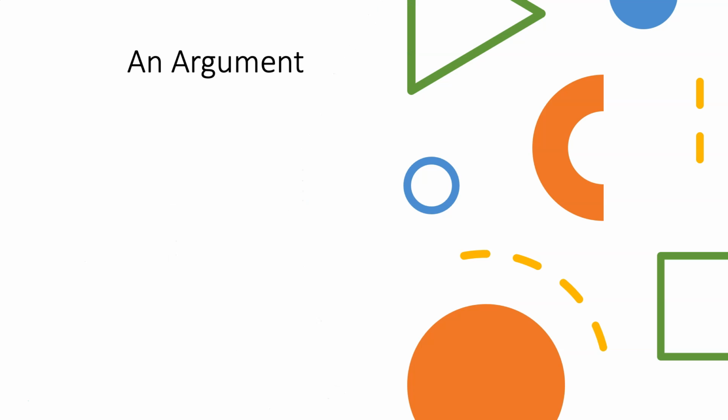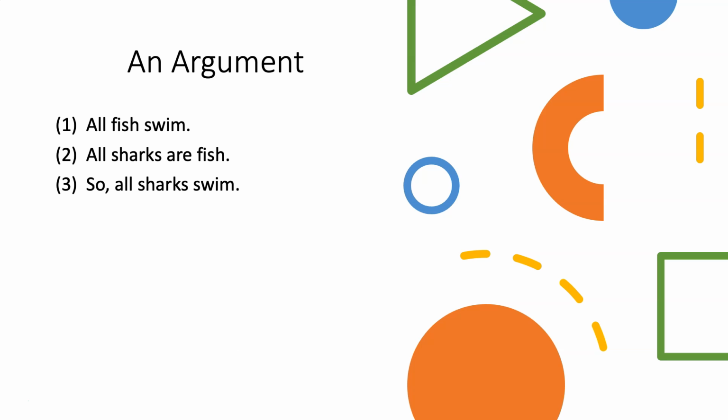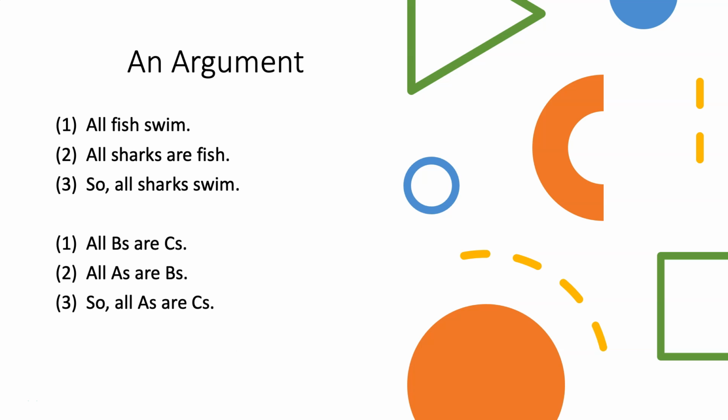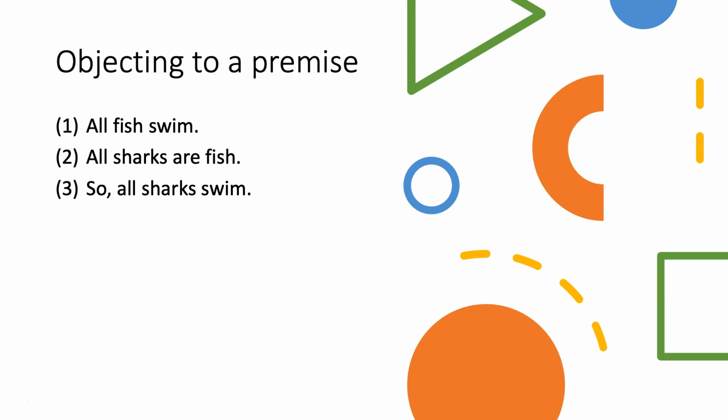So, what does this mean? Well, let's look at an argument from last week. All fish swim. All sharks are fish, so all sharks swim. Well, remember that this has the following form. All B's are C's. All A's are B's, so all A's are C's. And we'll also remember that this is a valid argument. So, where can we object to this argument if what we need to do is object to one of its premises? Well, maybe we could object to the first premise.